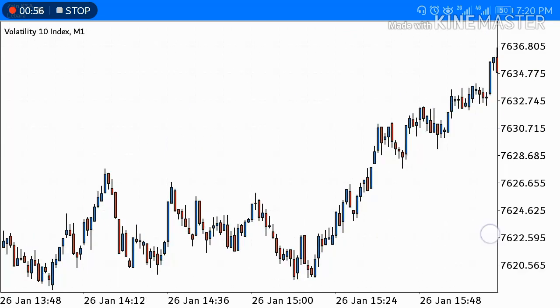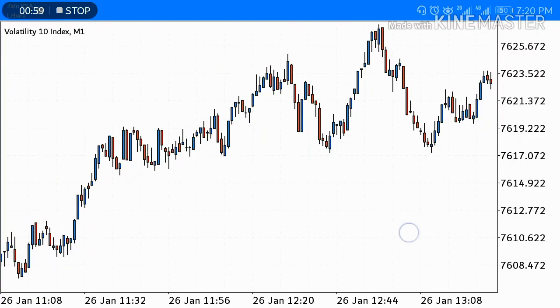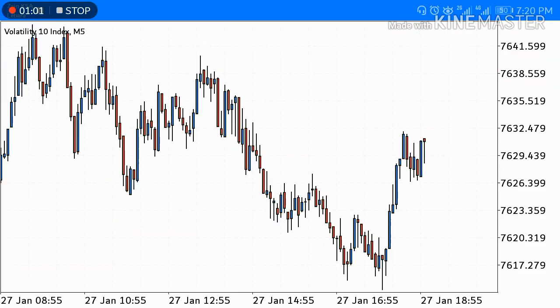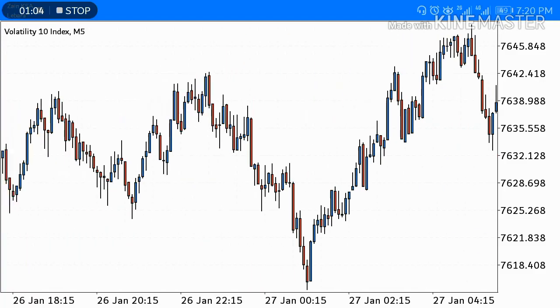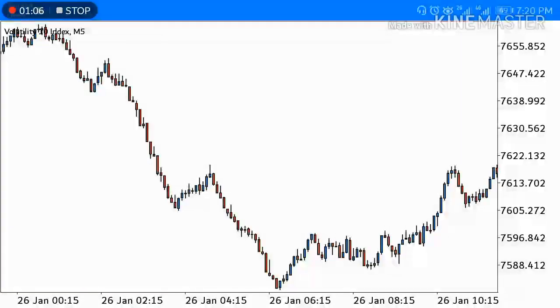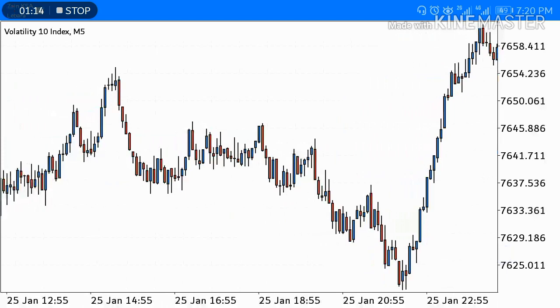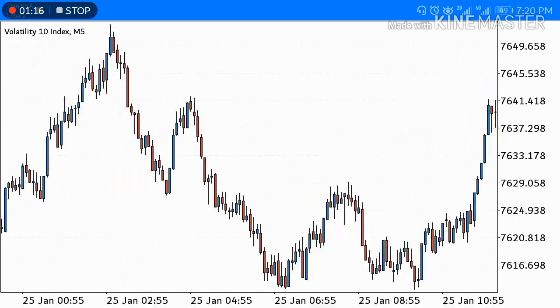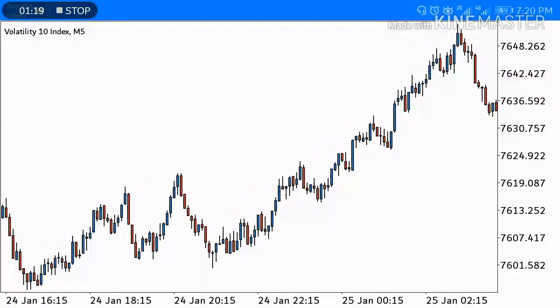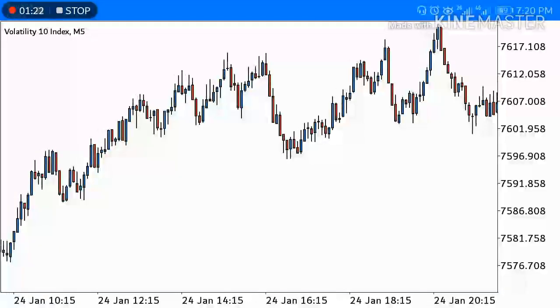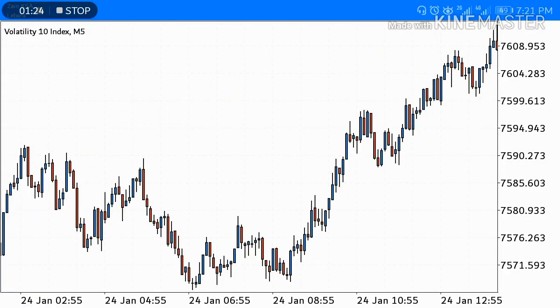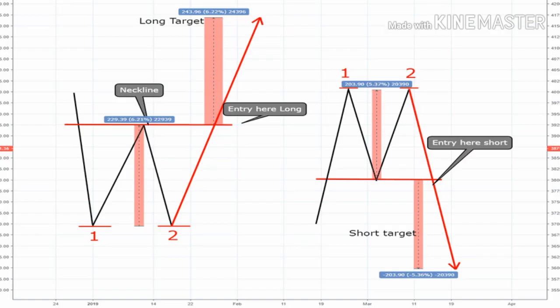So let's get started and let me share this strategy and the secret thing with you. As you all can see, my candlestick chart is open, and now I'm going to show you the secret thing. Great. So the secret is this. Today I'm going to show you the W and M chart pattern.